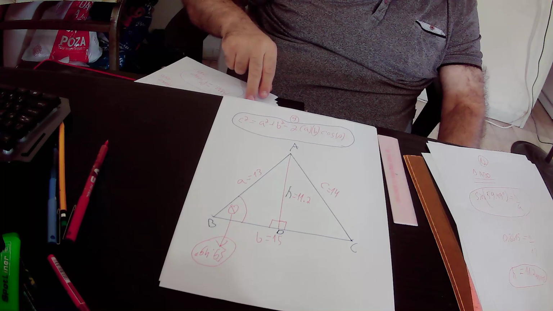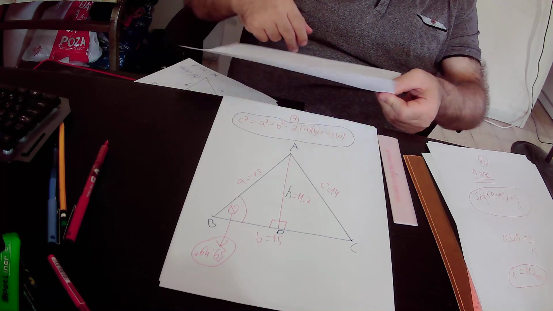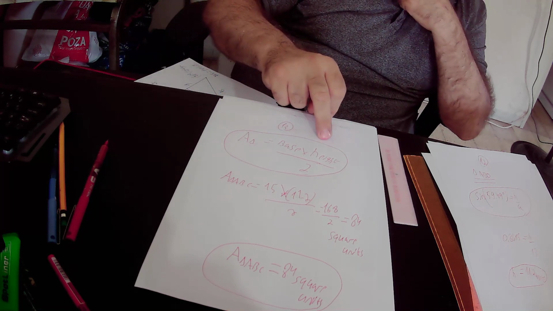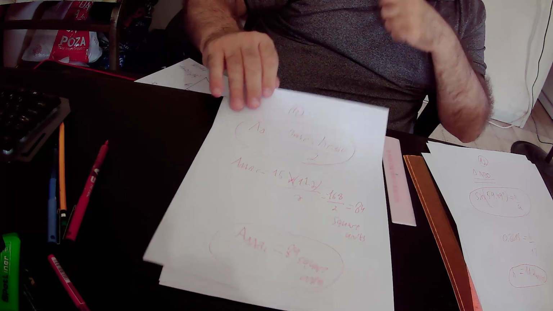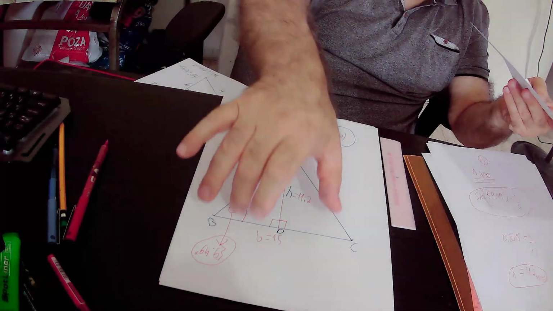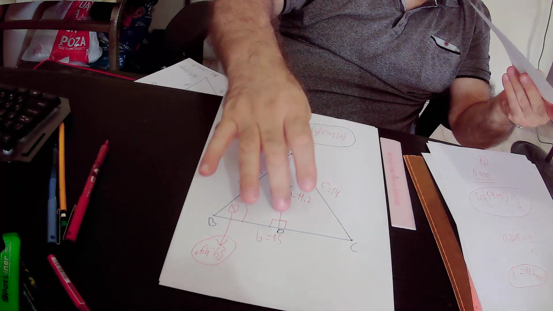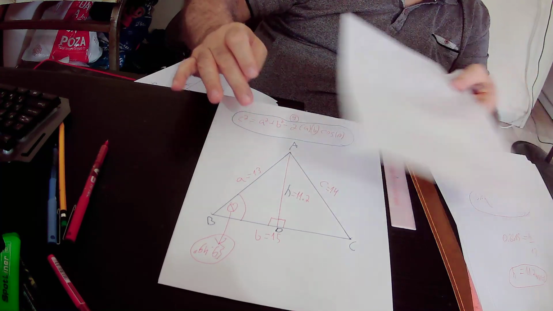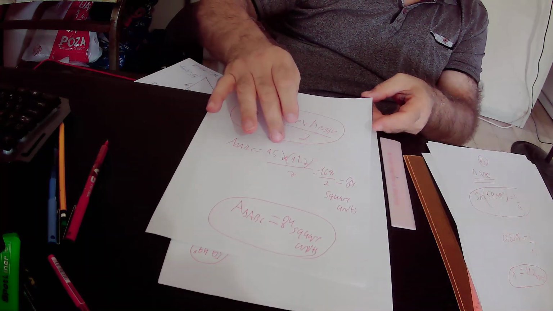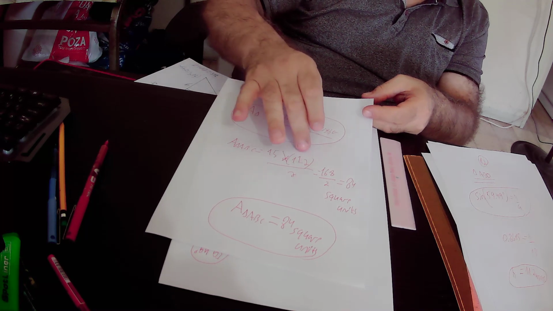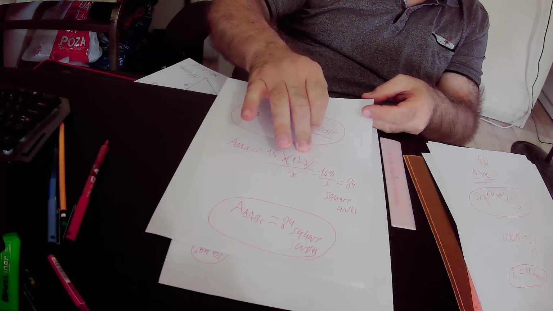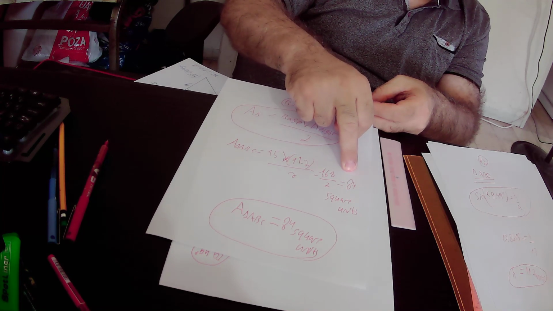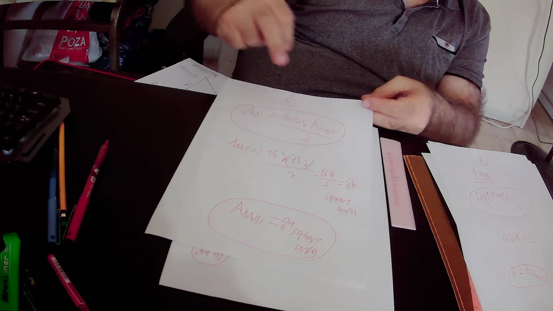So the area of any triangle, and especially the area of triangle ABC, equals the base of the triangle times the height to the base over 2. We know that the base of triangle ABC is 15 units and the height to the base is 11.2 units. So the area of triangle ABC equals 15 times 11.2 over 2, which equals 84 square units.